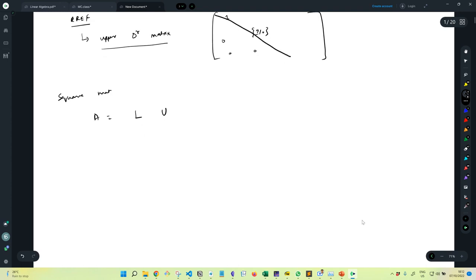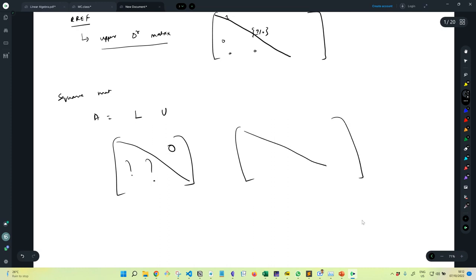And what is the structure of L? L is the opposite of the U matrix, right? Basically, all the entries above the leading diagonal should be zero. And U, we already saw. You will draw it as a square matrix, and the leading diagonal goes from one corner to the other corner, right? This is the L matrix, and in the U matrix, you will have entries above the leading diagonal to be non-zero and below the leading diagonal to be all zeros, right?